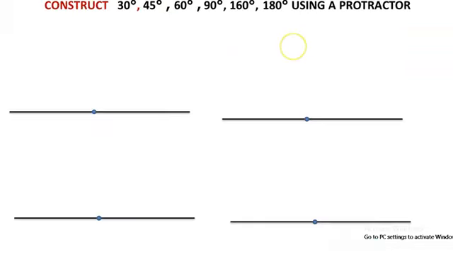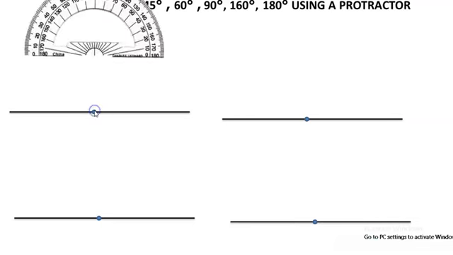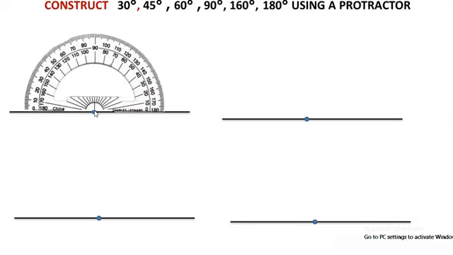Now, construct angles 30, 45, 60, 90, 160, 180 degrees using a protractor. That's the steps. The first step: draw a horizontal line of any length. Maybe you can say length 12 centimeters. The center is 6. Then the next thing is to place the protractor on the line, making sure that the protractor touches the center point of the line.